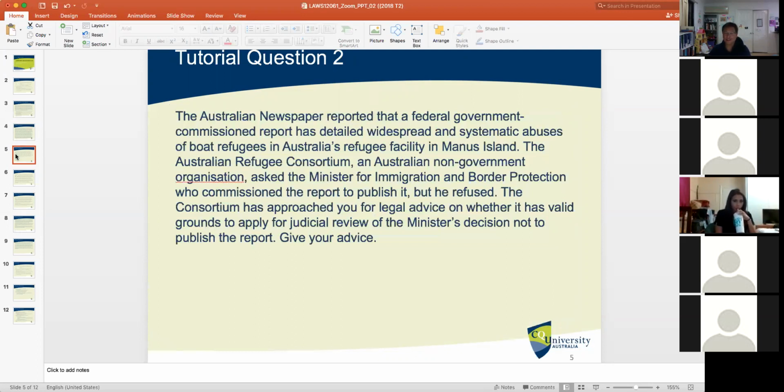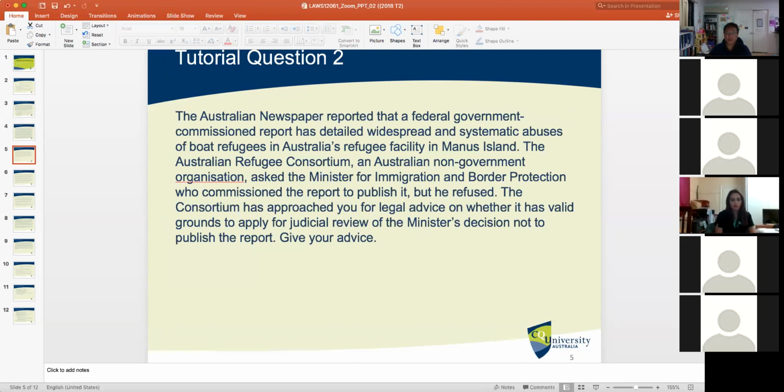Sure. Thank you, Josh. The Australian newspaper reported that a federal government commissioned report had detailed widespread and systematic abuses of boat refugees in Australia's refugee facility in Manus Island. The Australian Refugee Consortium, an Australian non-government organisation, asked the Minister for Immigration and Border Protection who commissioned the report to publish it, but he refused. The consortium has approached you for legal advice on whether it has valid grounds to apply for judicial review of the Minister's decision not to publish the report. Give your advice. Okay, thank you, Josh.